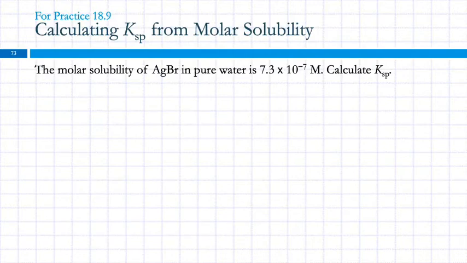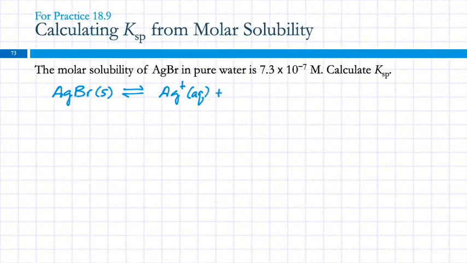So this one's a little different. Calculate KSP from the molar solubility. Molar solubility of silver bromide in pure water is 7.3 times 10 to the minus 7 molar. Calculate KSP. Well, I'm going to start this in a very similar way. I'm going to look at the equilibrium for dissolving silver bromide. So initially I've got none of either of these.